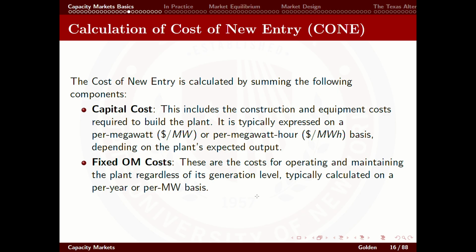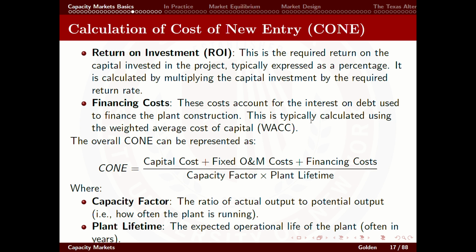The cost of new entry is calculated by summing the following components: capital cost. This includes the construction equipment costs required to build the plant. Typically it's stated per megawatt hour, depending on the plant's expected output. And then fixed O&M costs. These are the costs for operating and maintaining the plant regardless of generation level, typically calculated on a per unit or per megawatt basis. Then you add in return on investment, the required return on capital in the project, typically a percentage. Then you finally add in financing cost, the costs that account for the interest on debt used to finance the plant construction.